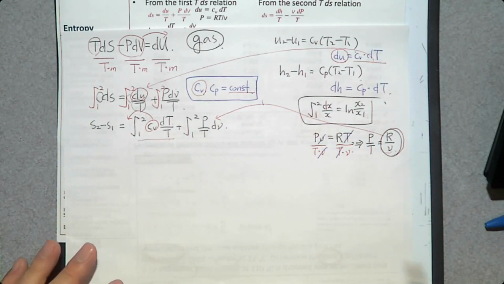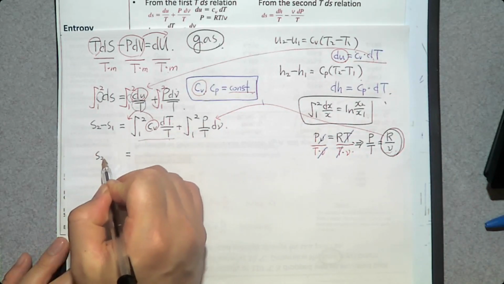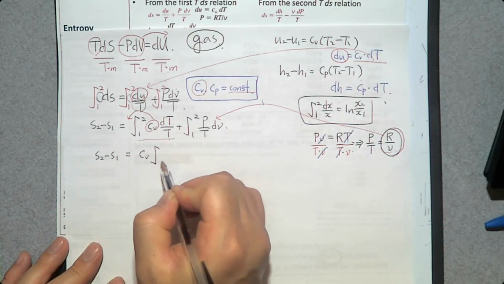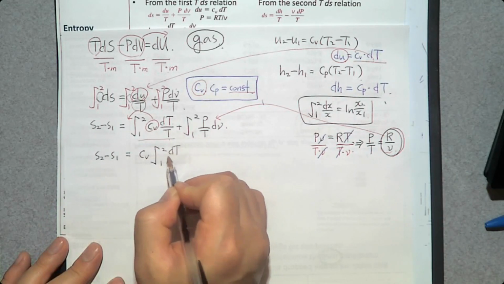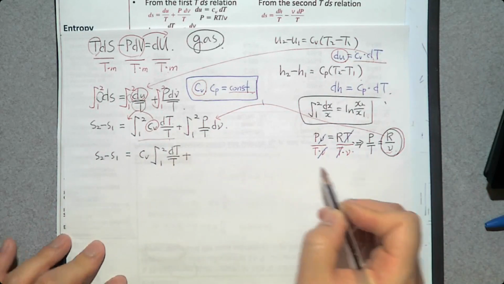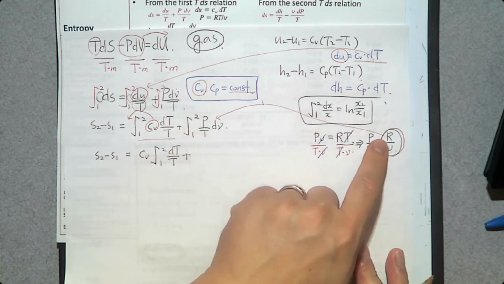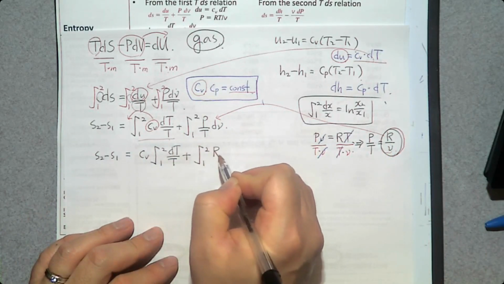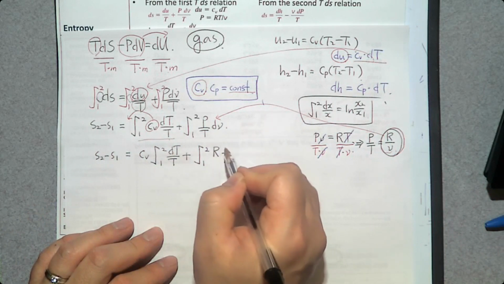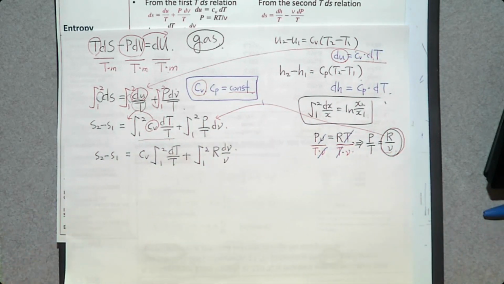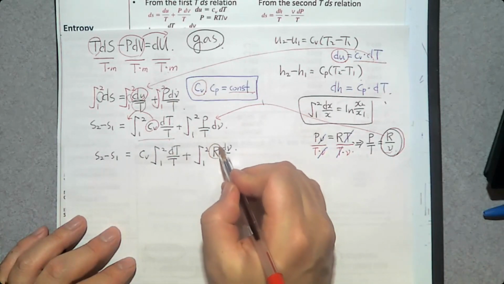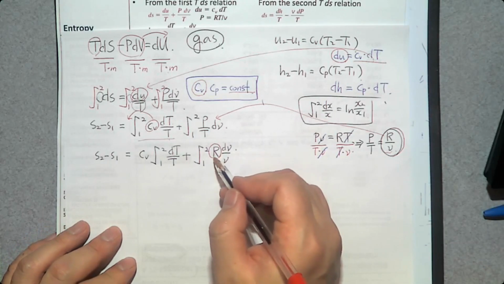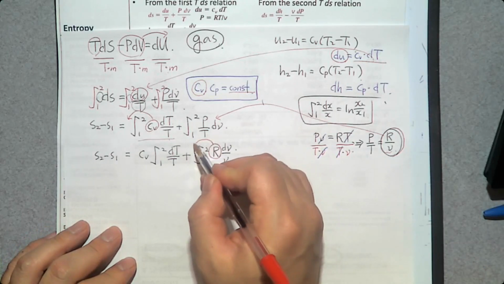Yes, we can. Then this equation becomes S2 minus S1 is Cv integral from 1 to 2 dT over T plus, instead of P over T, we have R over V, the integral from 1 to 2 of R over V dV. Right? Then, is this R a constant or a variable? What is the name of this R? Constant, the gas constant. So it comes out.